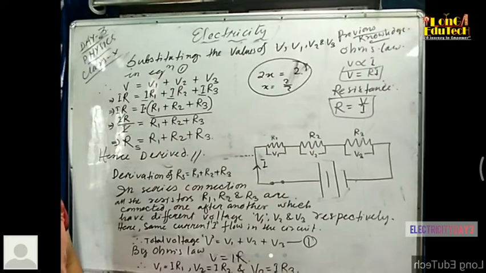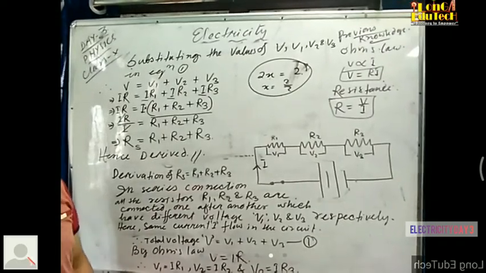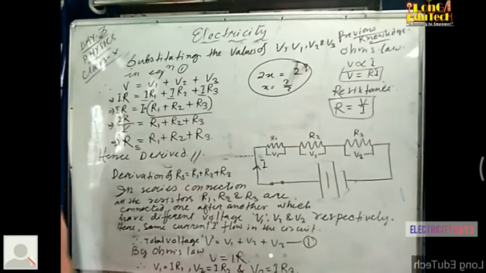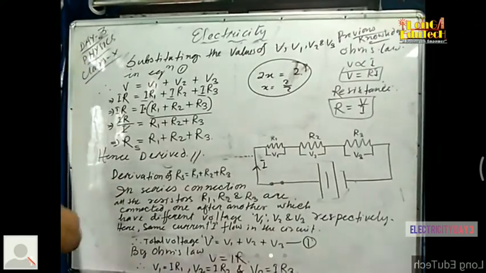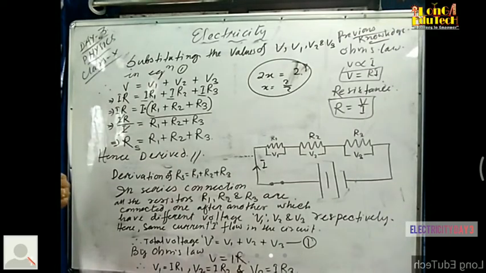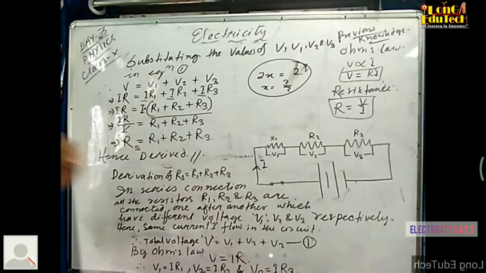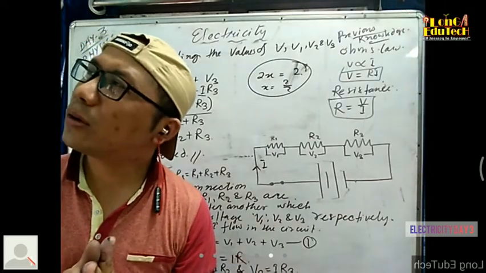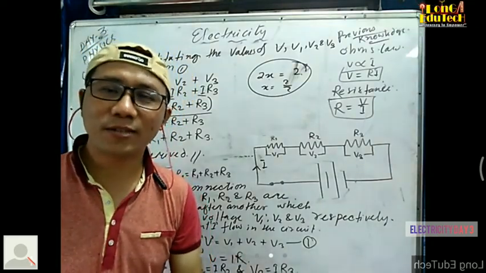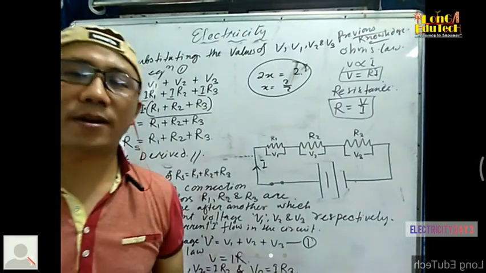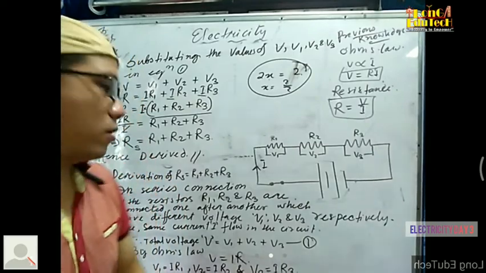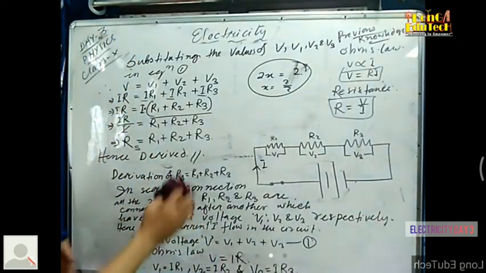Okay then, hence derived, or hence proved. So this is the equivalent resistance of the series connections. This is all about the series, and I will give you the parallel also now. Up to the series and the parallel I will derive today, otherwise if I do it the next day it will take a lot of time. So all finished, right?